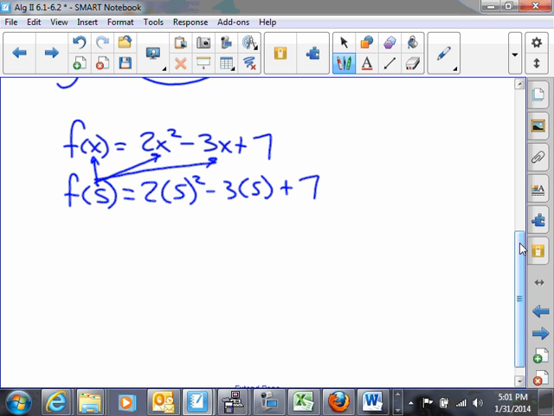Now, remember, order of operations, you do exponentiation first. So 5 squared is 25, times 2 is 50, minus 15, plus 7. Well, 50 minus 15 is 35. 35 plus 7 is 42. So f of 5 would be 42.